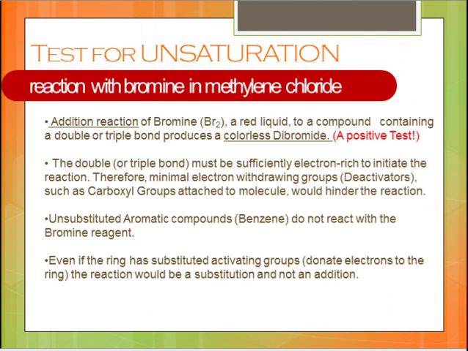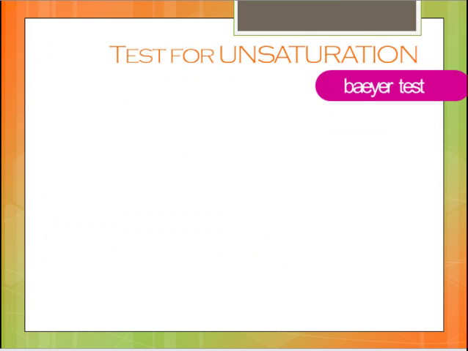Here, we see what happened with the reaction of the 2% bromine solution with our reagents. Initially, bromine is a red liquid. However, when it is added to an unsaturated compound, a colorless dibromide is formed, thus showing a positive result. Take note that for this reaction to occur, the pi bond must be sufficiently electron-rich, thus the presence of the activators would hinder the reaction. Also, unsubstituted aromatic compounds, like the ones mentioned earlier, like benzene, do not react with the bromine because of the same reason stated earlier.